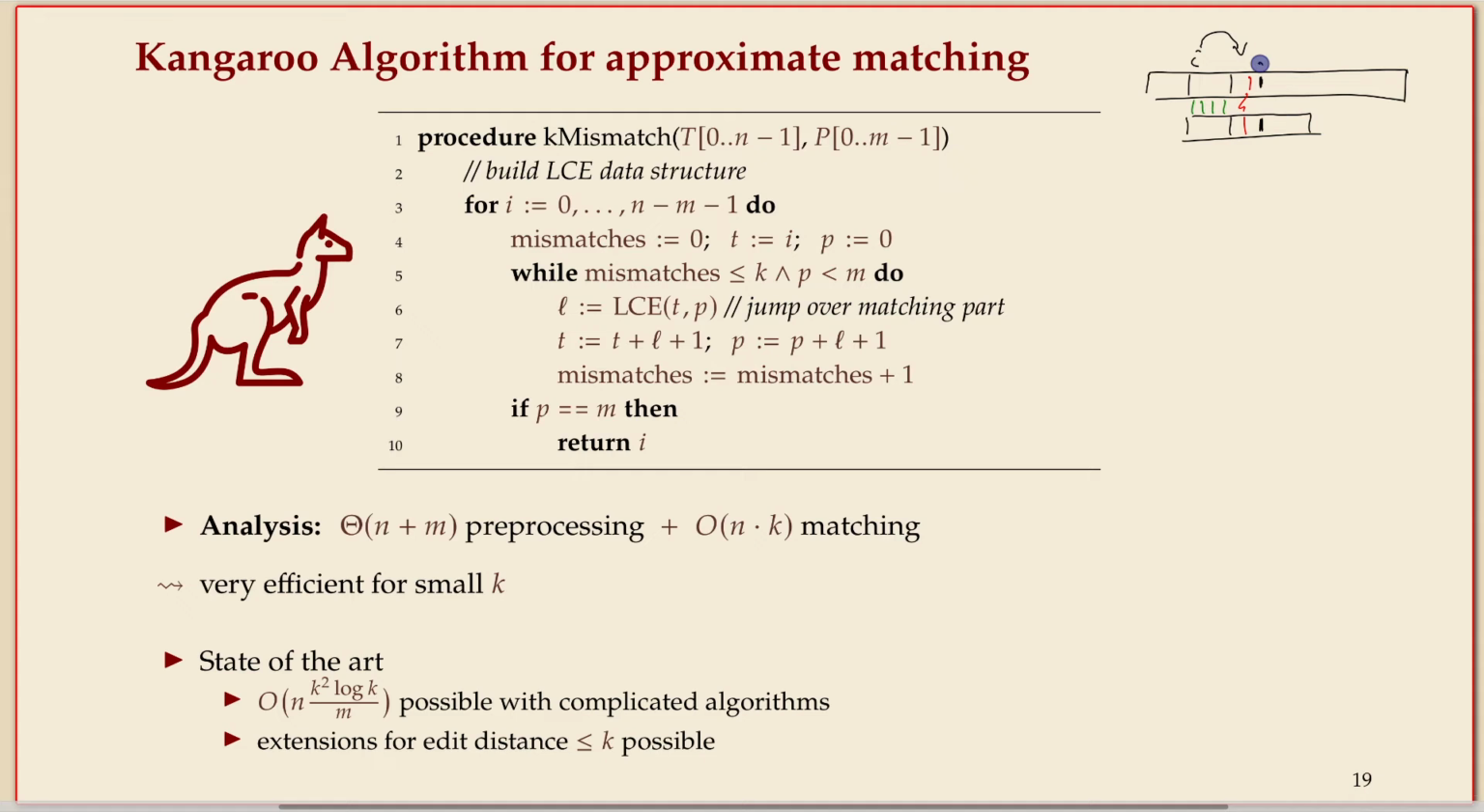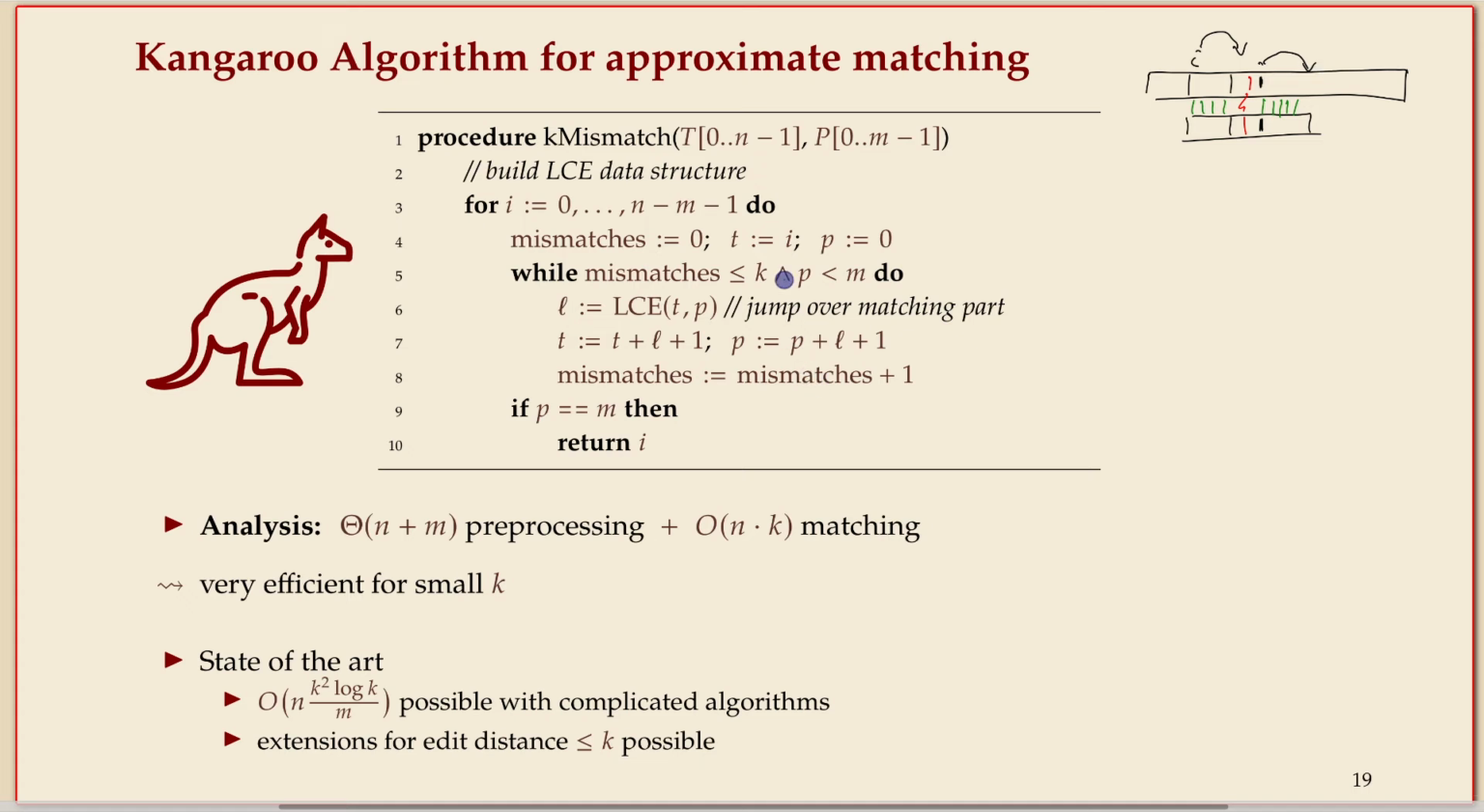And from there, again, we do a jump. How many characters are equal? Well, who knows, but maybe a lot. And we jump from here to that position. And then again have one more mismatch.